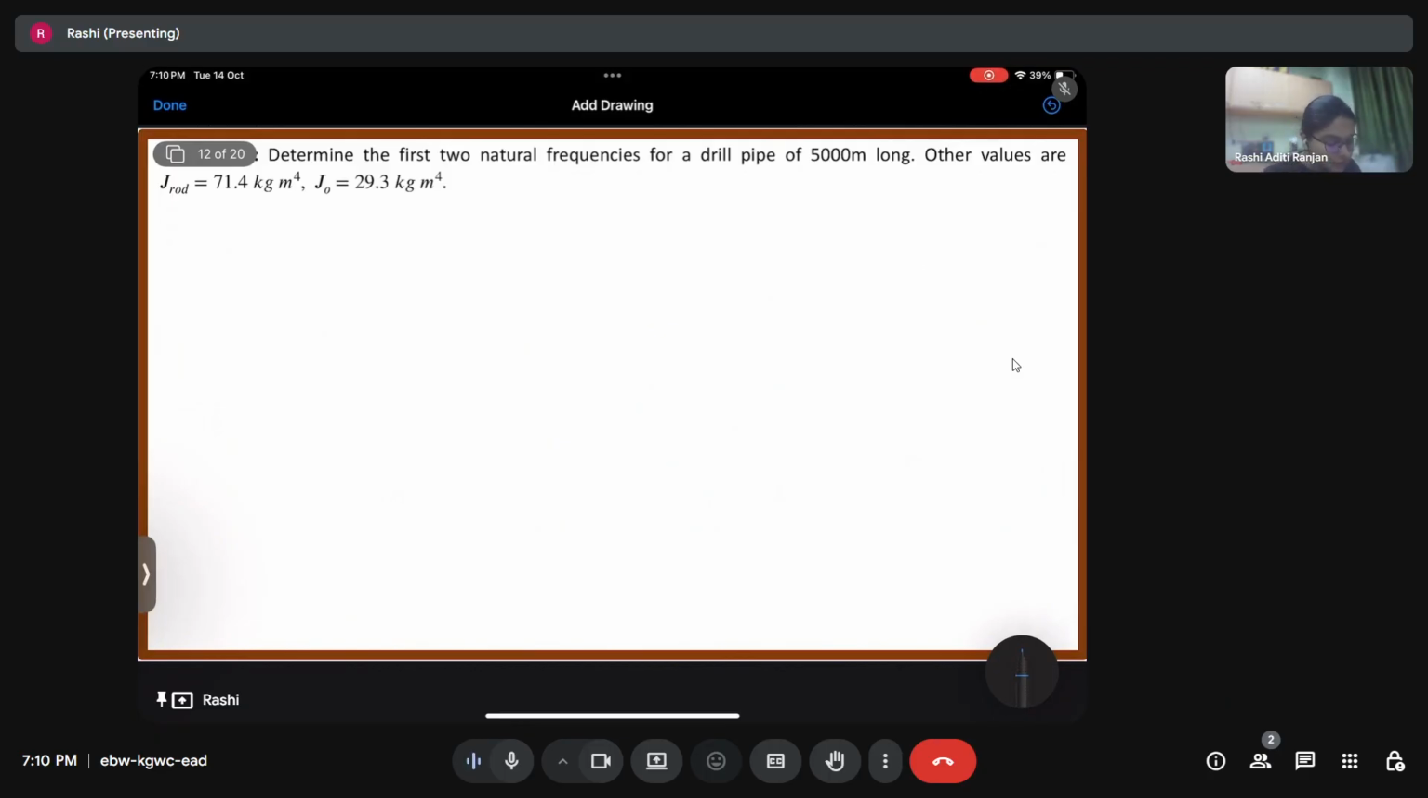Anyways, we need to determine the first two natural frequencies for a drill pipe of 5,000 meters long, or the values of this and this. This is basically related to the previous question. In the previous question, we derived the expression, right? Now, in this question, we need to use that expression to find the values of the first two natural frequencies. And the same thing that I told you, that it is usually the integral multiple. I'll tell you that. Just a second.